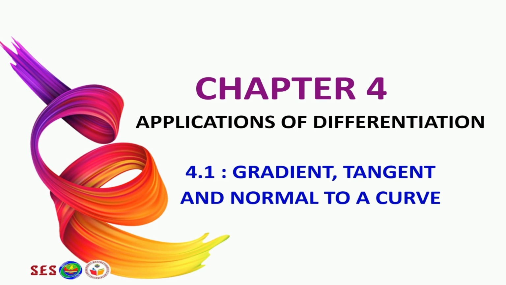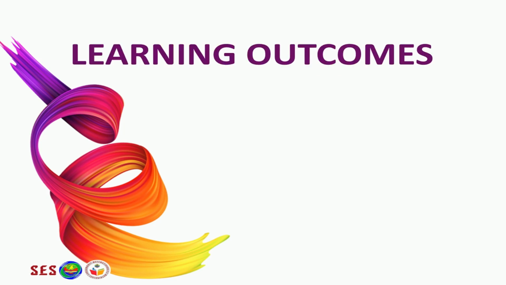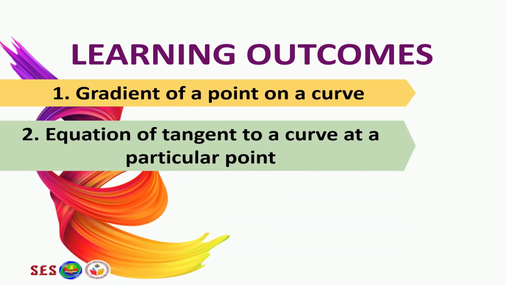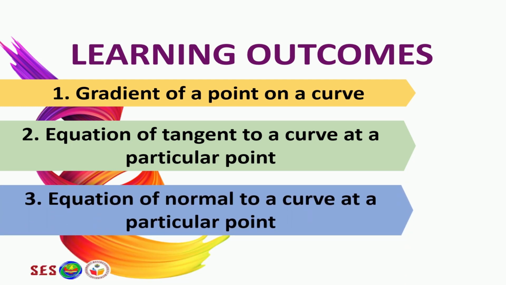Chapter 4, Application of Differentiation. So in this video, we will focus on subtopic 4.1, Gradient, Tangent and Normal to a Curve. Learning outcomes for this subtopic: the first one is you need to find the gradient of a point on a curve. The second one is you need to find the equation of the tangent to a curve at a particular point. And the last one is you need to find the equation of the normal to a curve at a particular point.